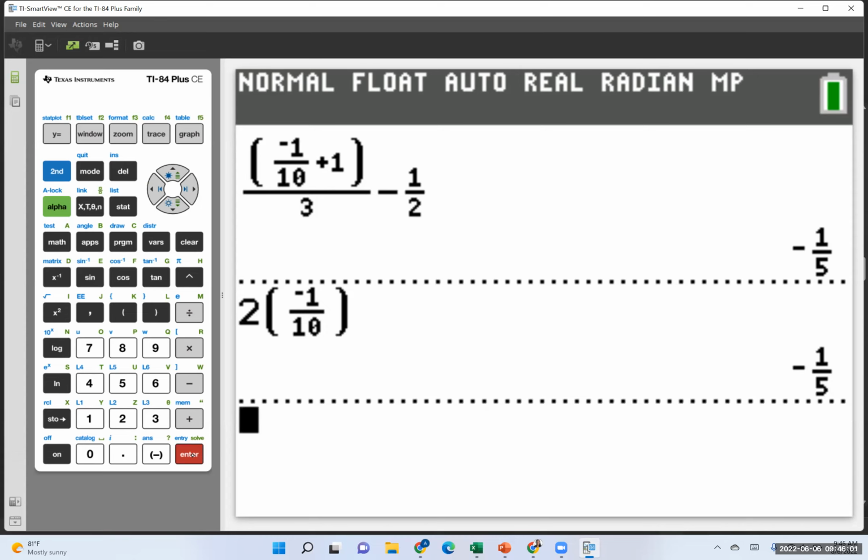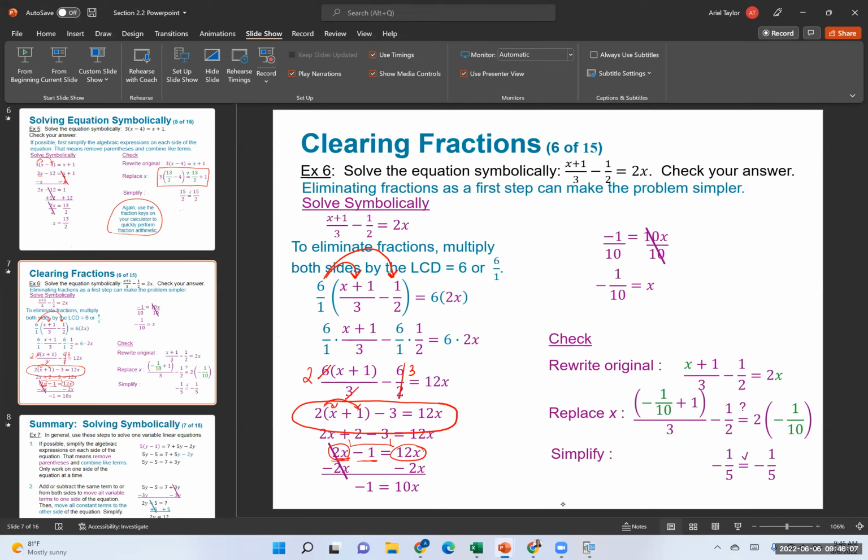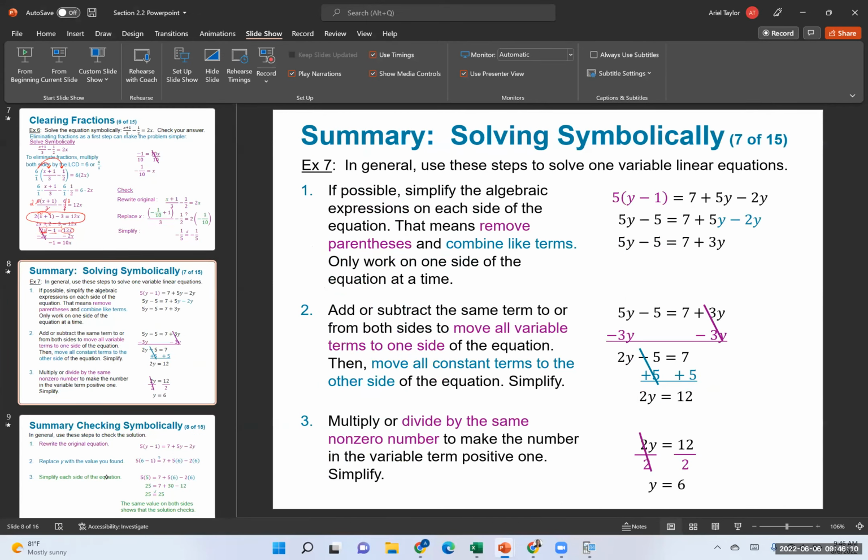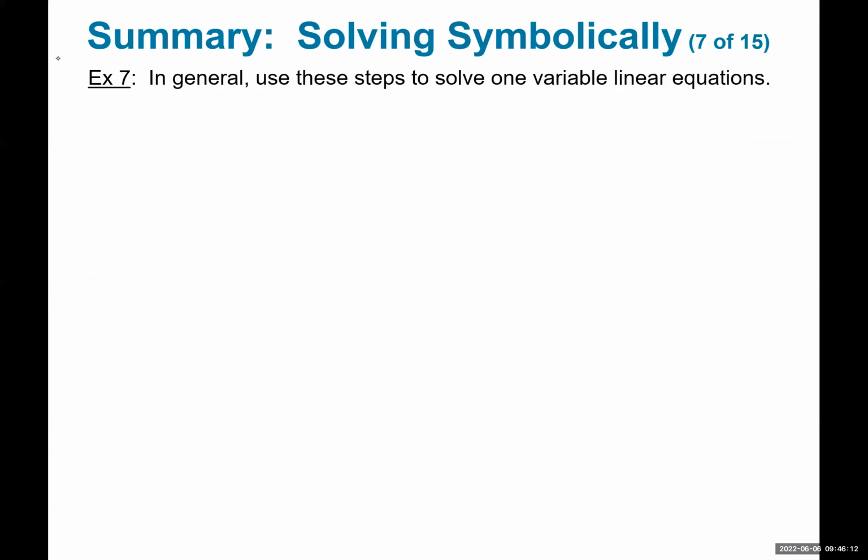Checking your work can be tedious, but it's really important because if you check your work, you know you got the right answer. All right, let's go and move on. So now we're just going to generalize this and say, hey, what do you do to solve equations? Like, what are the steps? And they are as follows. In general, use these steps to solve one variable linear equations.